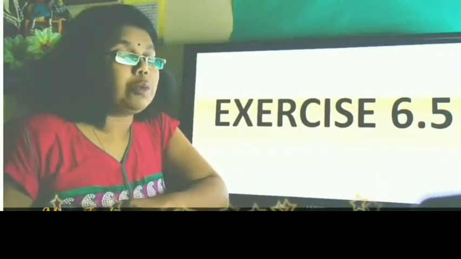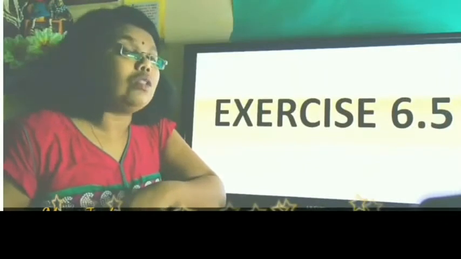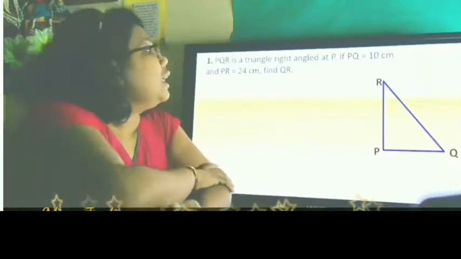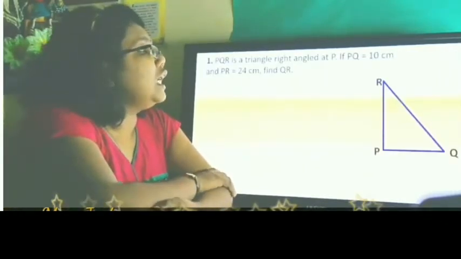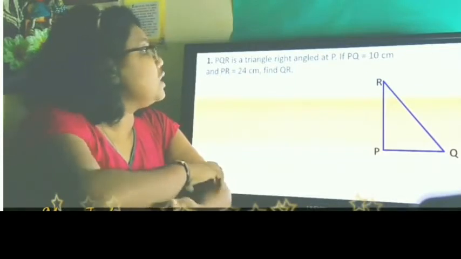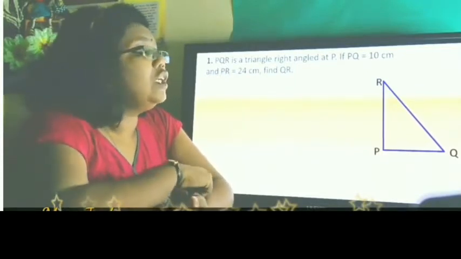Exercise 6.5 basically deals with Pythagoras property. Now let's see how we apply that property to solve the problems. Here, triangle PQR is a triangle right angled at P. If PQ is 10 cm and PR is 24 cm, find QR.